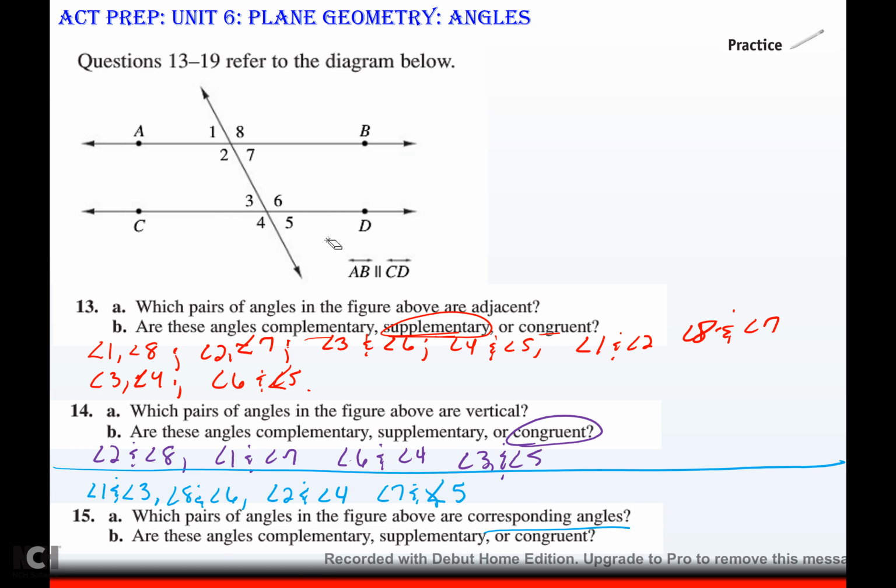Okay, so there's all of those ones. What else is my corresponding angles? I did 1 and 3, 2 and 4, 8 and 6, 7 and 5. Yeah, those are it. And corresponding angles are congruent. Okay? Yeah, I got them all.